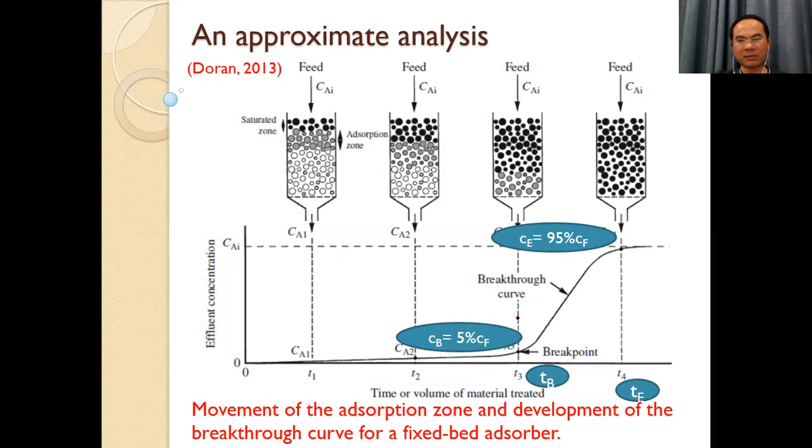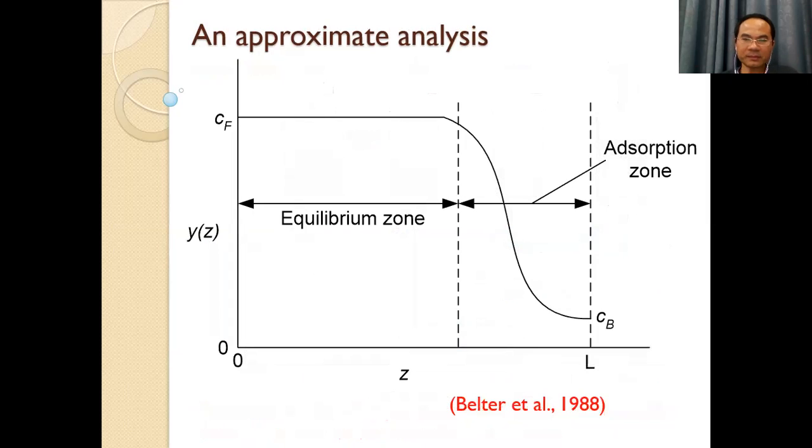That's right. And also, we call this TB, the break point, and TE, the exhaust point. Exhaust point means all of the solute that you feed equals the solute in the output. For this case, we calculate TE at approximately 95% CF. For breakthrough, we calculate about 5% CF. For E, it's about 95% CF.